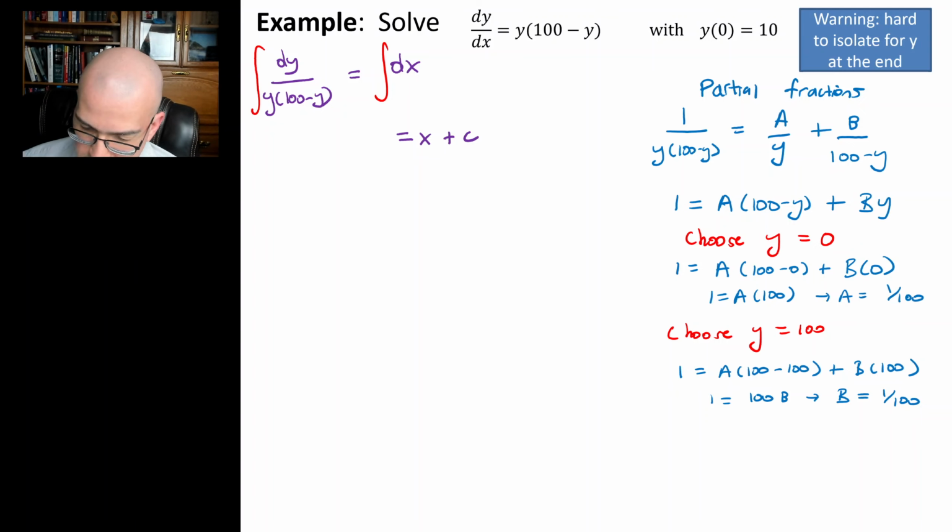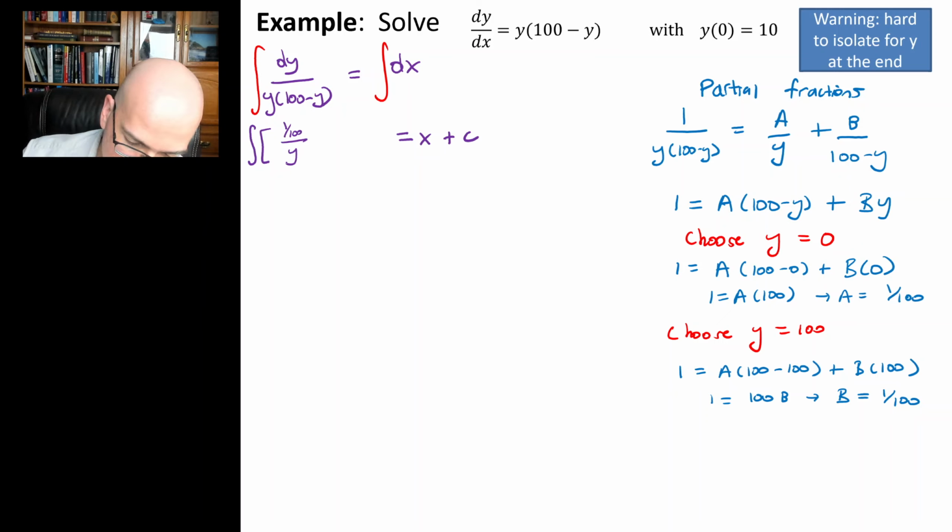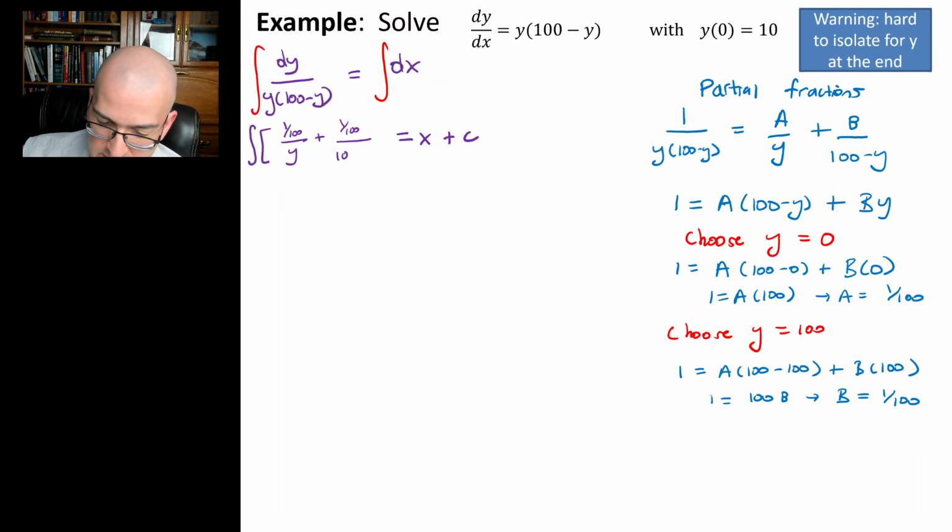So this integral on the left-hand side becomes an integral of a over y, so 1 over 100 over y, plus 1 over 100 over 100 minus y, integrated with respect to y.